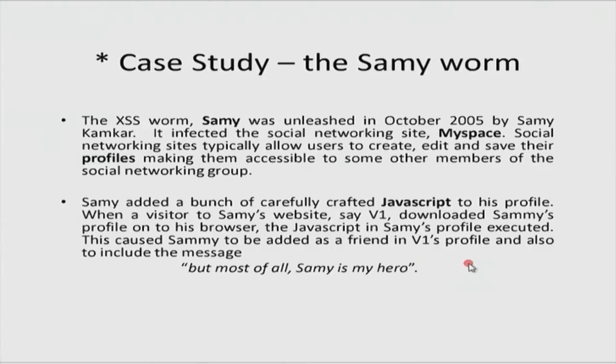And what that malicious JavaScript code did, which included Ajax, APIs, and so on, was to actually infect V1's profile itself. So now V1 is downloading Sami's profile. Sami's profile contains malicious JavaScript. That malicious JavaScript, very carefully and cleverly written, adds Sami as a friend and also infects V1's profile.